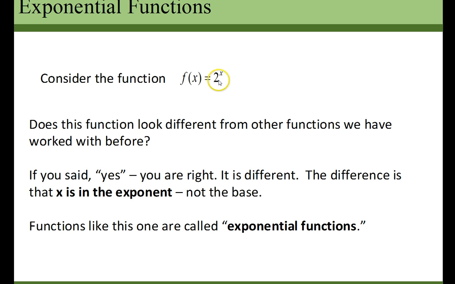f of x equals 2, and then there's an exponent where there's a variable right here, yes? Or the variable is in the exponent position. The question is, does this look any different than functions we've seen before? And the answer is yes. We haven't seen anything where there's a variable up in the exponent like this before. We've seen things like x squared, but not 2 to the x. So again, the difference is that the x is up here in the exponent, and the base is a specific number. Functions of this form specifically are what are called exponential functions.